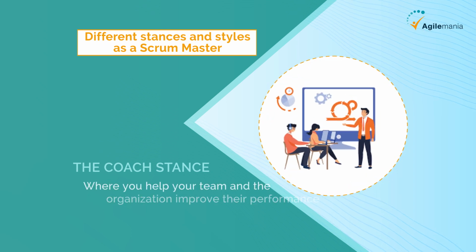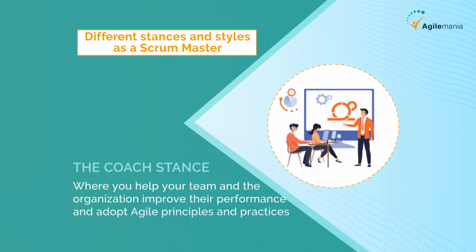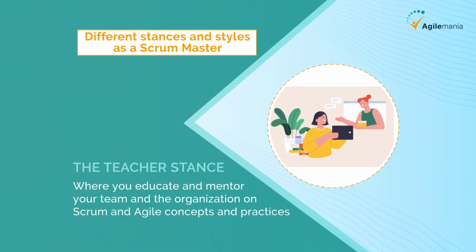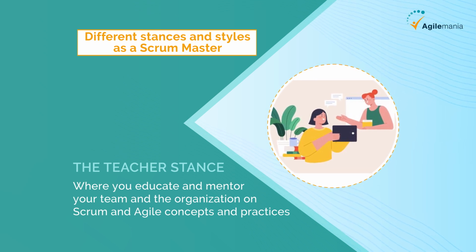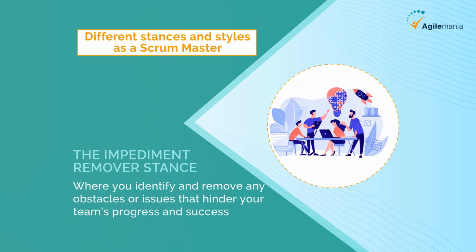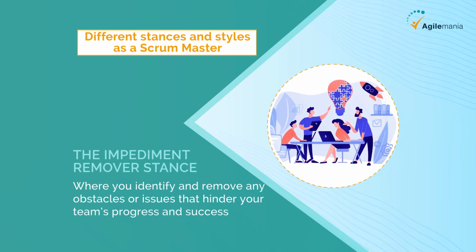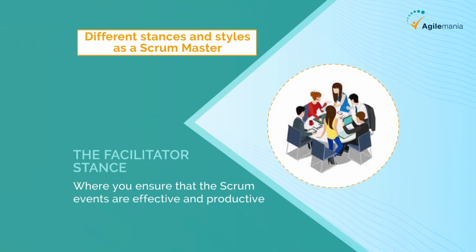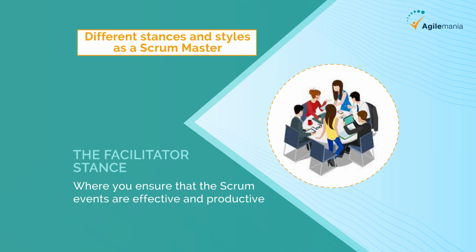The Coach stance, where you help your team and the organization improve their performance and adopt agile principles and practices. The Teacher stance, where you educate and mentor your team and the organization on Scrum and Agile concepts and practices. The Impediment Remover stance, where you identify and remove any obstacles or issues that hinder your team's progress and success. The Facilitator stance, where you ensure that the Scrum events are effective and productive, and that the team has the necessary tools and resources to collaborate and communicate.